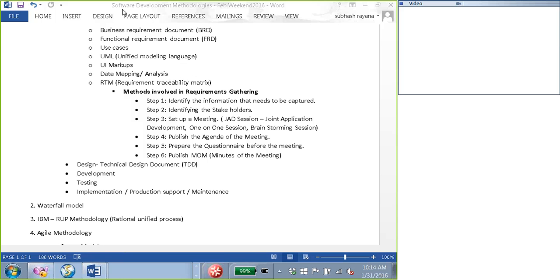So as a business analyst, it's your responsibility to document requirements, right? You're responsible for documenting the requirement, and someone is dictating or defining the requirement, and as a business analyst, your responsibility is to interact with them, identify the information, and document the information.